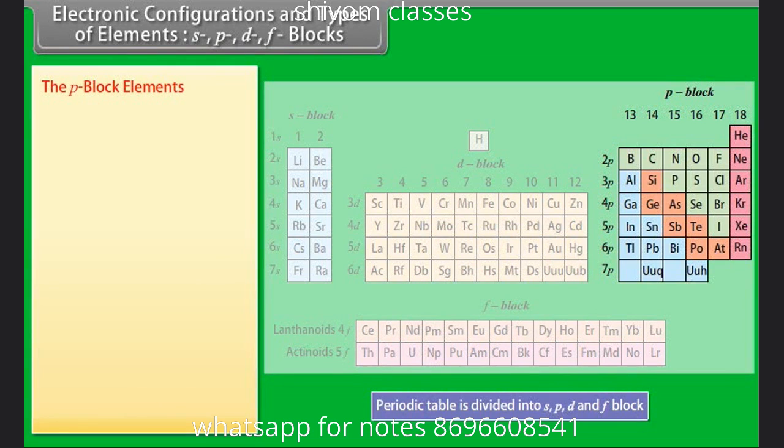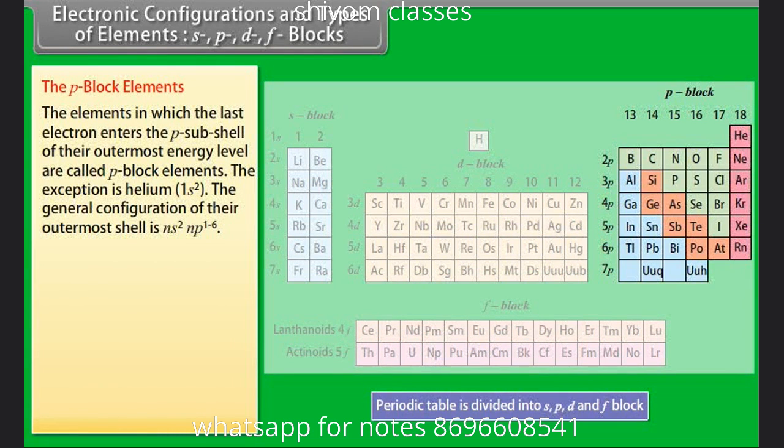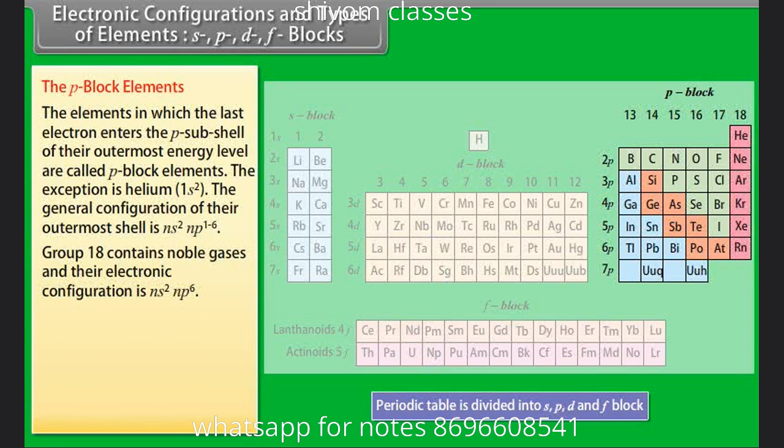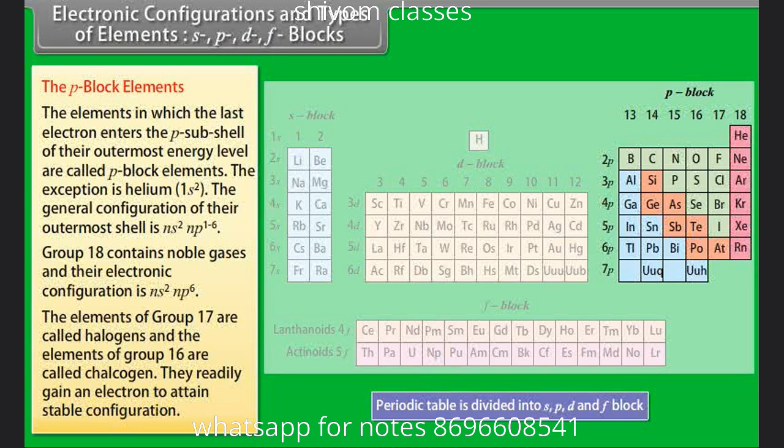The P block elements. The elements in which the last electron enters the P subshell of their outermost energy level are called P block elements. The exception is helium. The general configuration of their outermost shell is ns2 np1-6. Group 18 contains noble gases and their electronic configuration is ns2 np6. The elements of group 17 are called halogens and the elements of group 16 are called chalcogens. They readily gain an electron to attain stable configuration.